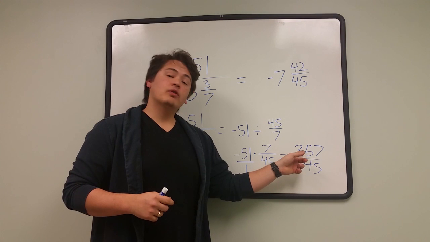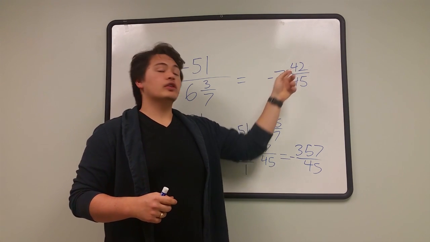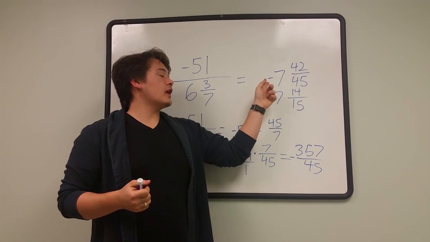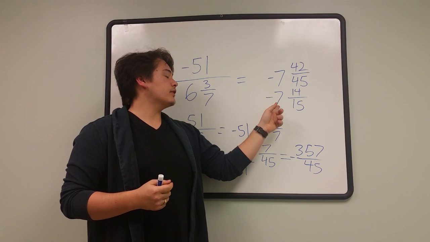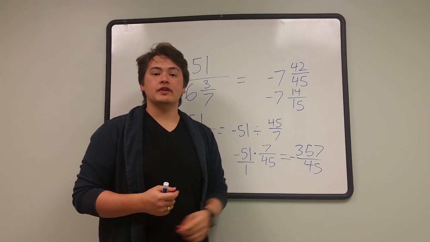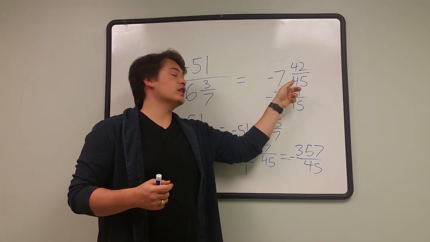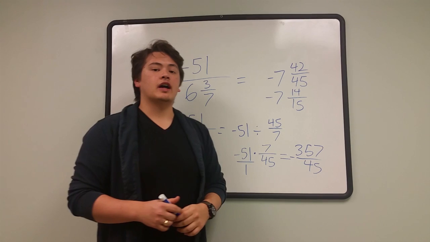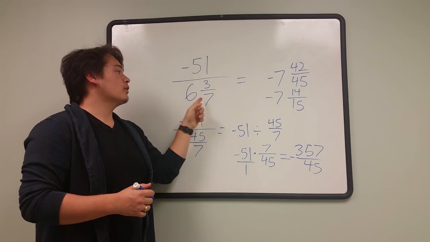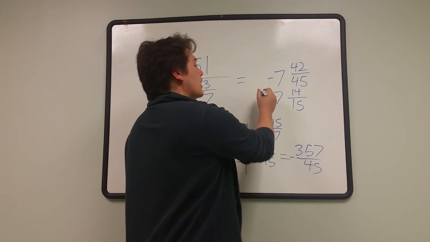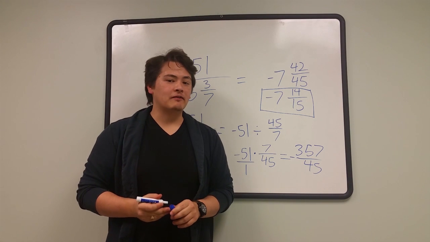45 can go into 357 7 times with the remainder of 42. So negative 7 and 42 over 45 is going to equal negative 7 and 14 over 15, because 3 can go into 42 14 times, and 3 can go into 45 15 times. So negative 51 over 6 and 3 over 7 is going to be equal to negative 7 and 14 over 15. And that is my final answer.